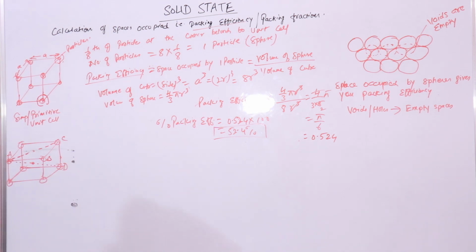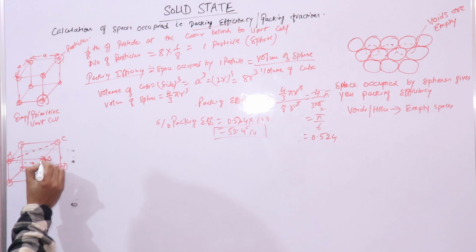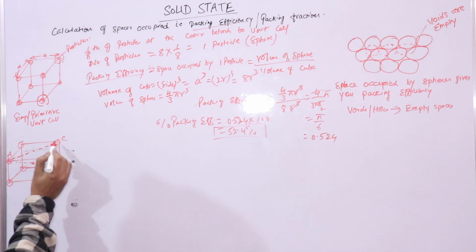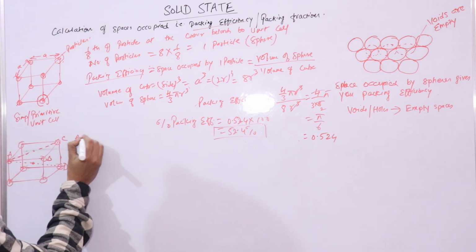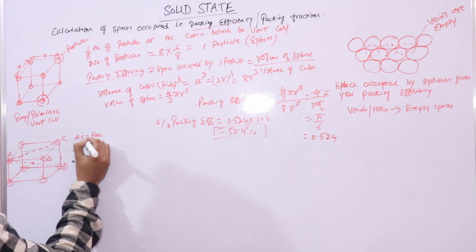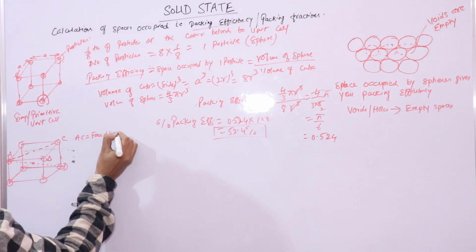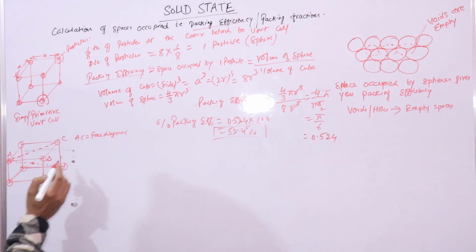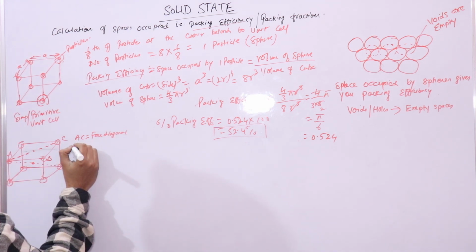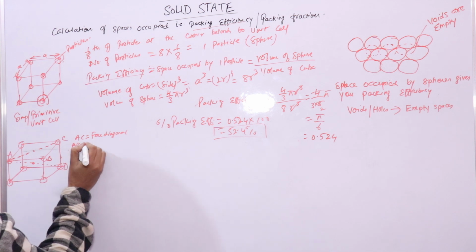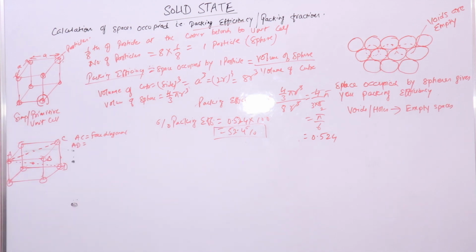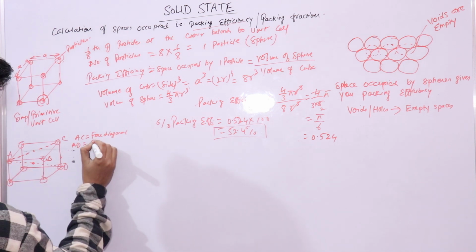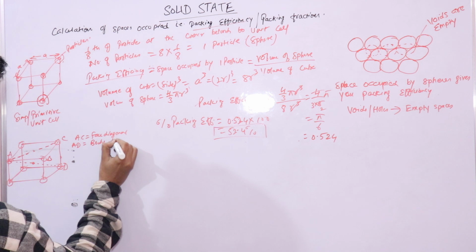We have 2 diagonals. One is the face diagonal, this is the face of the cube, and the diagonal in the face is your face diagonal. AC is equal to the face diagonal, and this AD is your body diagonal. We call it a body diagonal, not body center diagonal. This diagonal AD, which is passing through the center of the cube, is your body diagonal.